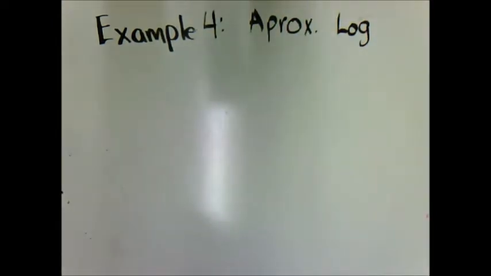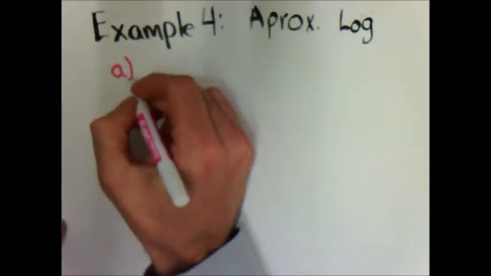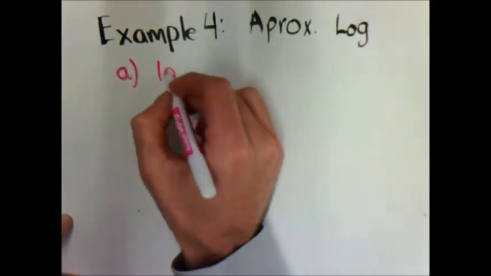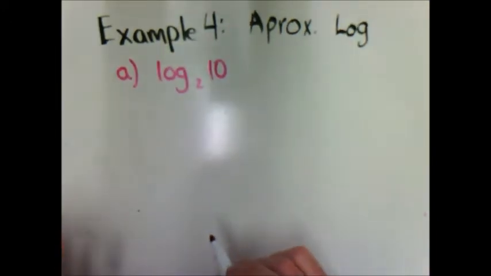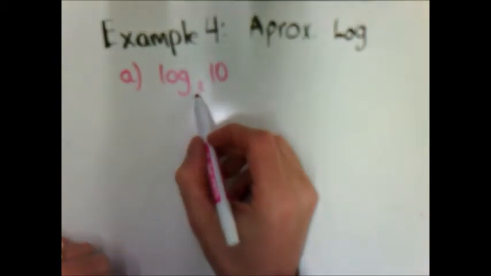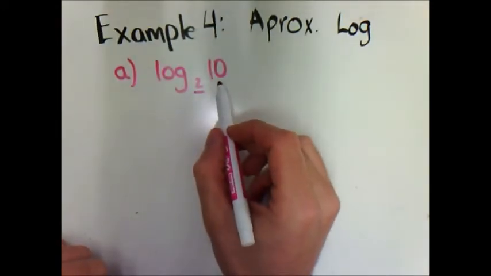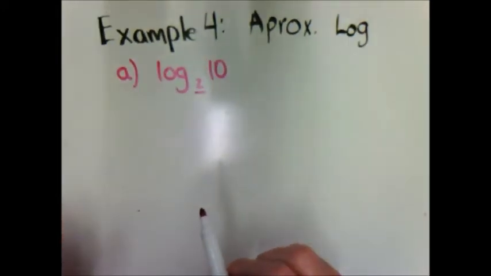Okay, we said that using logarithms would help us find the exponents of certain exponential functions, and that's true, but it's much easier when we're working with whole numbers. Well, what if the exponent isn't going to be a whole number? Let's look at example 4. In part A of example 4, we have the log of 10 with the base of 2. So what we would need to find out is the exponent to which we need to raise the base 2 in order to result in the value of 10.